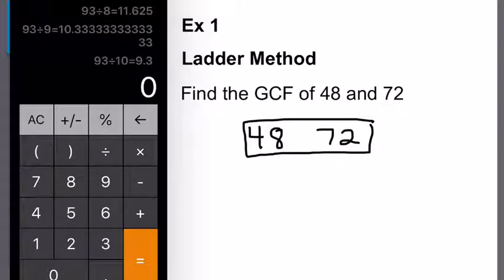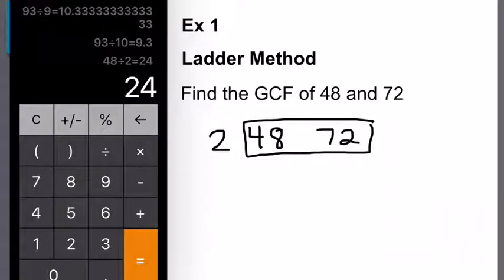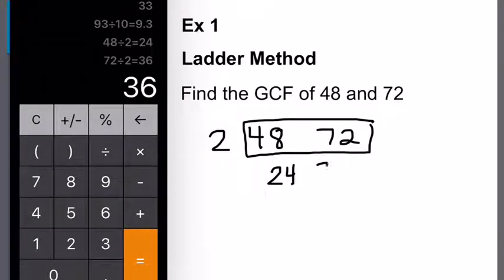So you're going to put the number that you're dividing by outside the box, and then you're going to divide both of those numbers by 2. So 48 divided by 2 is 24. And you're going to put the number underneath of 48. 72 divided by 2 is 36. And you're going to put another box around both of those numbers. Notice that the box is a little bit smaller. That's because we've made the numbers smaller. You see how it kind of looks like tiers of a cake upside down or steps on a ladder?